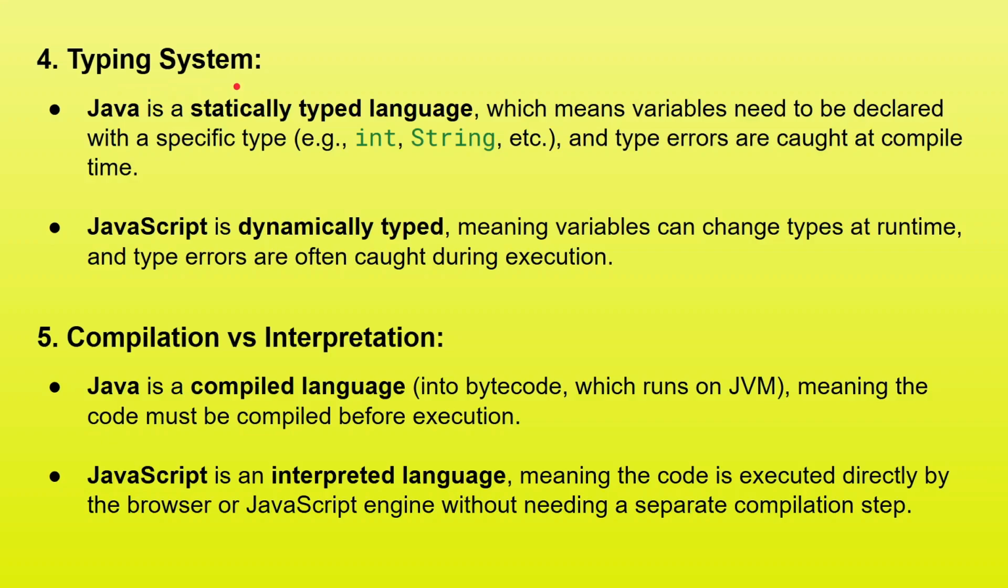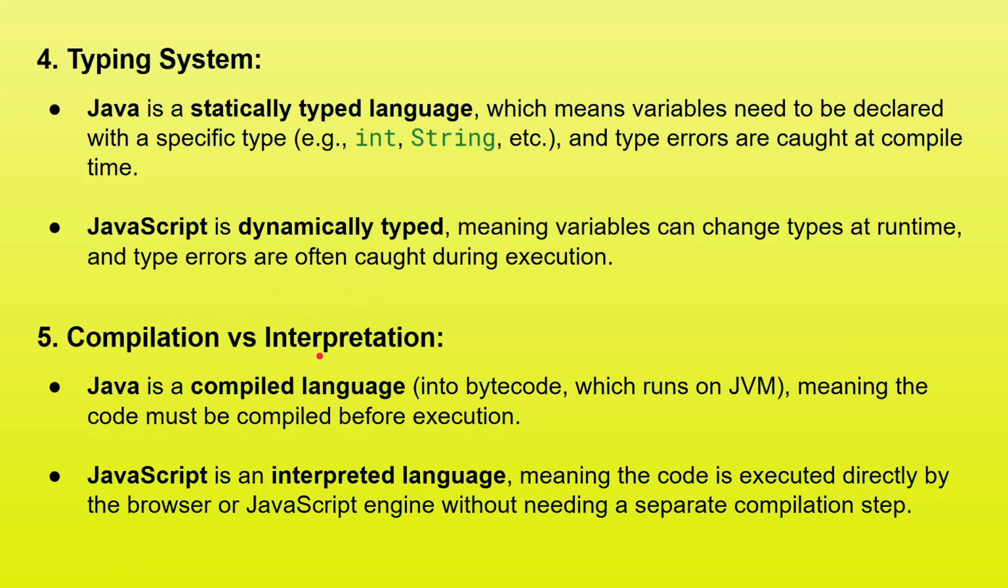Typing system. Java is a statically typed language, which means variables need to be declared with a specific type, for example int, string, etc. And type errors are caught at compile time. JavaScript is dynamically typed, meaning variables can change types at runtime and type errors are often caught during execution.